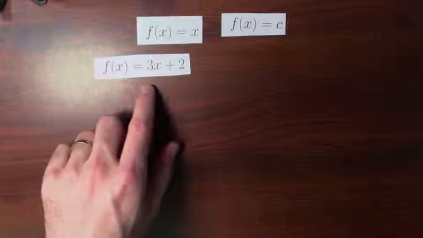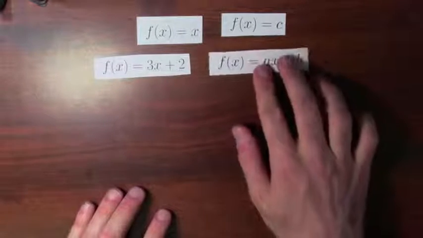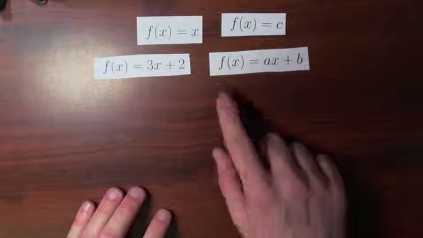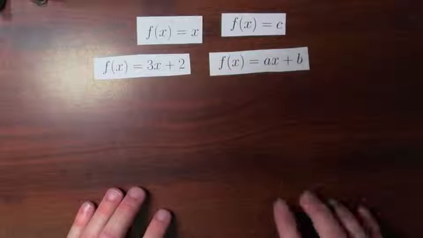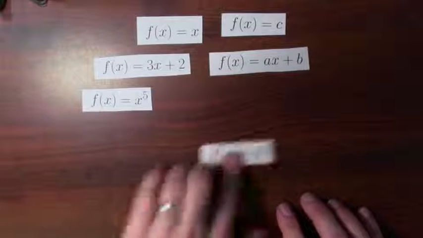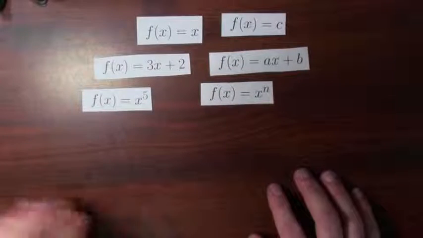Here's a function, f of x equals 3x plus 2. And if you're thinking about stuff like that, why not stuff like this? Pick two numbers, a and b, and then you can define a function like this, f of x equals ax plus b. You can think about fifth powers, f of x equals x to the fifth, or nth powers, f of x equals x to the nth for some fixed value of n.